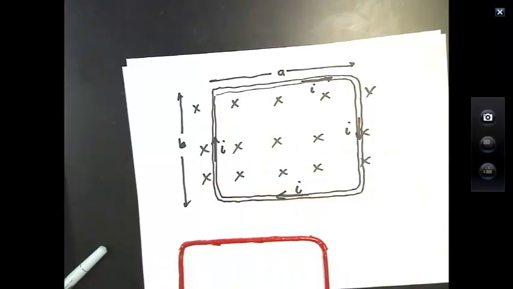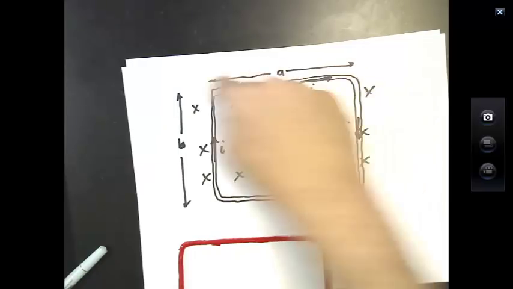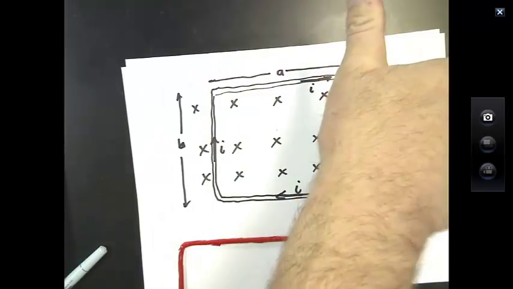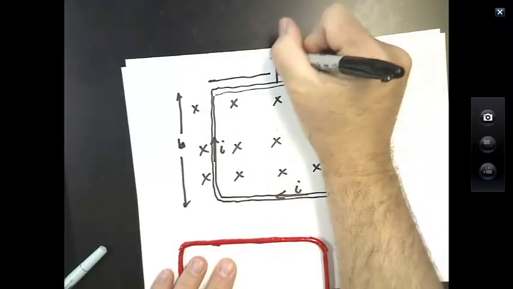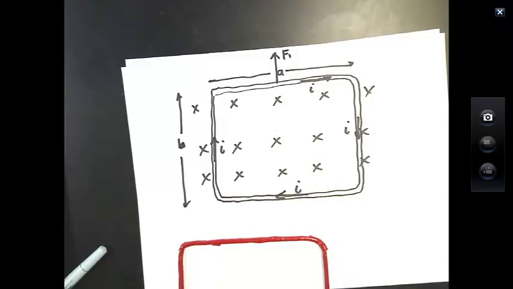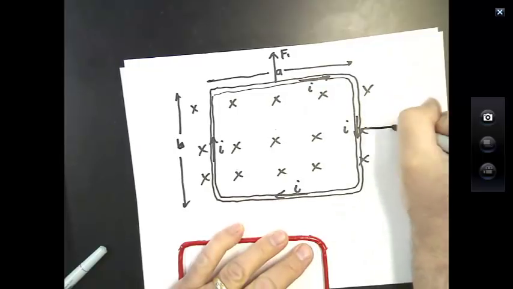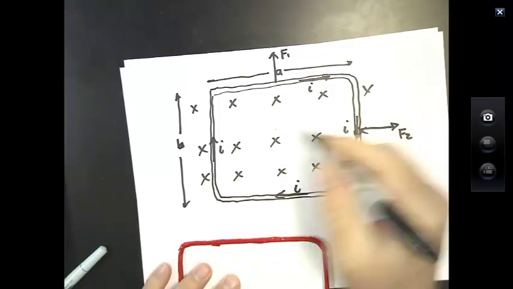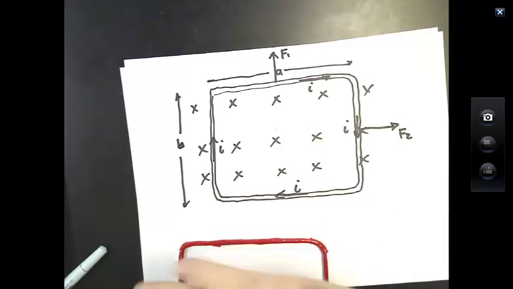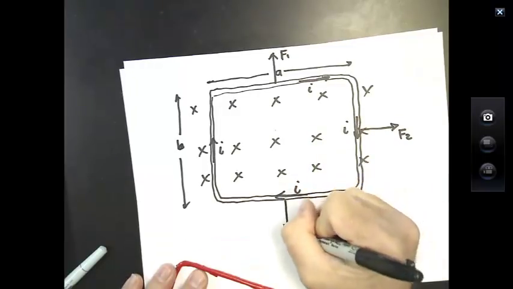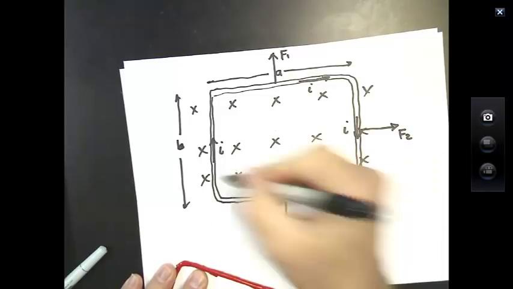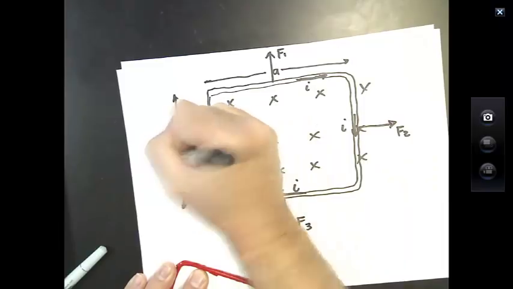Now, because these are current carrying wire segments in a magnetic field, they're going to feel forces. So what's the direction of the force? For the top segment, current that way, magnetic field that way, means we've got a force pointed straight up. This guy, current this way, magnetic field this way, force straight out. You can convince yourself that on this segment here, there's a force straight down. And on this segment here, there's a force out this way.